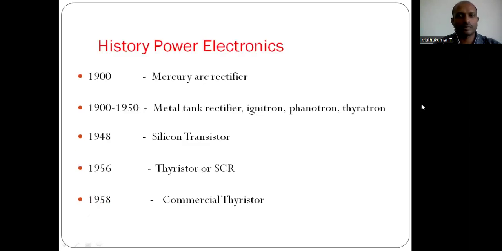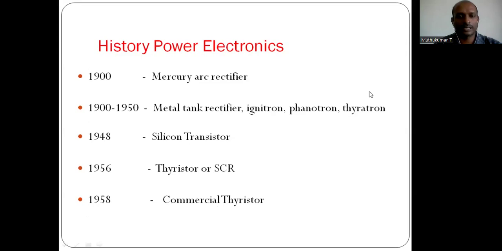So next, history of power electronics. The history of power electronics started in the year 1900 with the invention of mercury arc rectifier. Later, a lot of inventions were made by the scientists. Between 1900 and 1950, metal tank rectifier was introduced in the market. Ignitron, phanotron, and also thyratron were introduced.